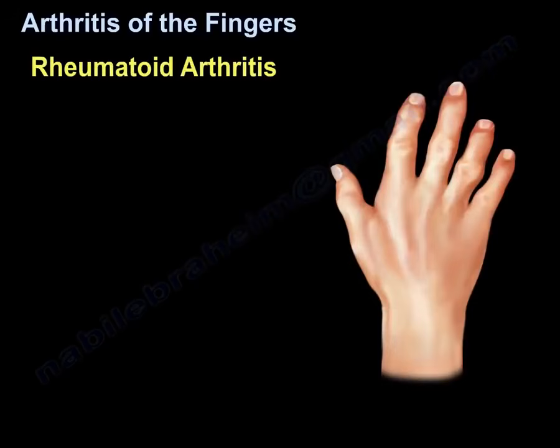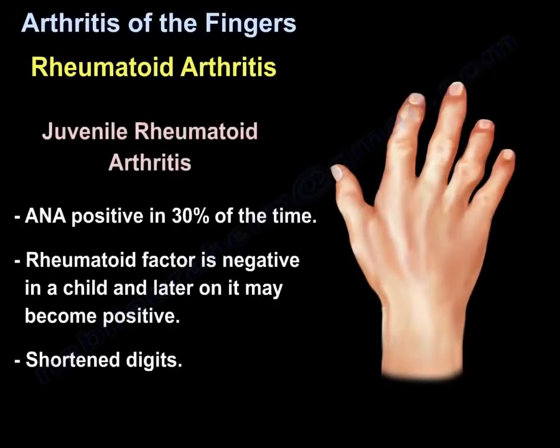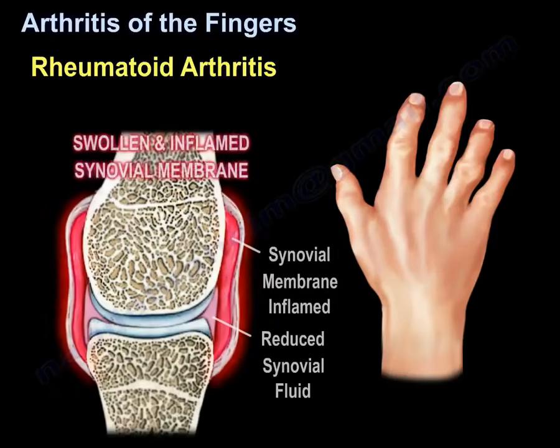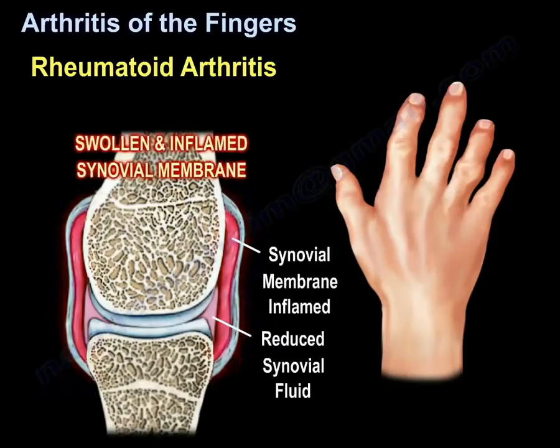Rheumatoid arthritis. Juvenile rheumatoid arthritis. The anti-nuclear antibody is positive 30% of the time. Rheumatoid factor is negative in a child, and later on it may become positive. The child will have shortened digits. Here you can see a normal joint, and here you can see a swollen, inflamed synovial membrane.